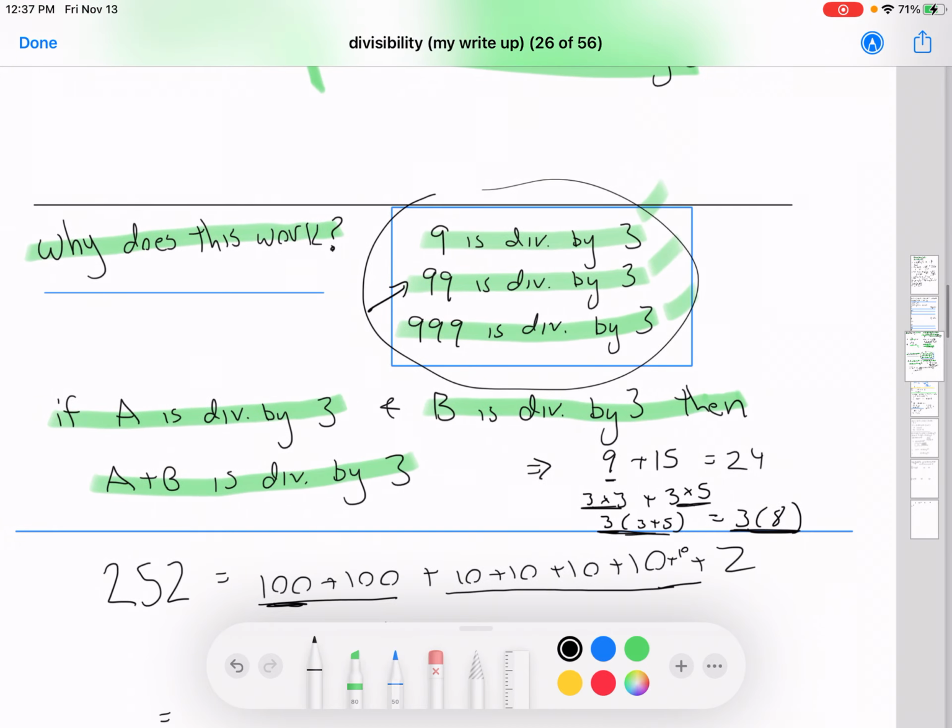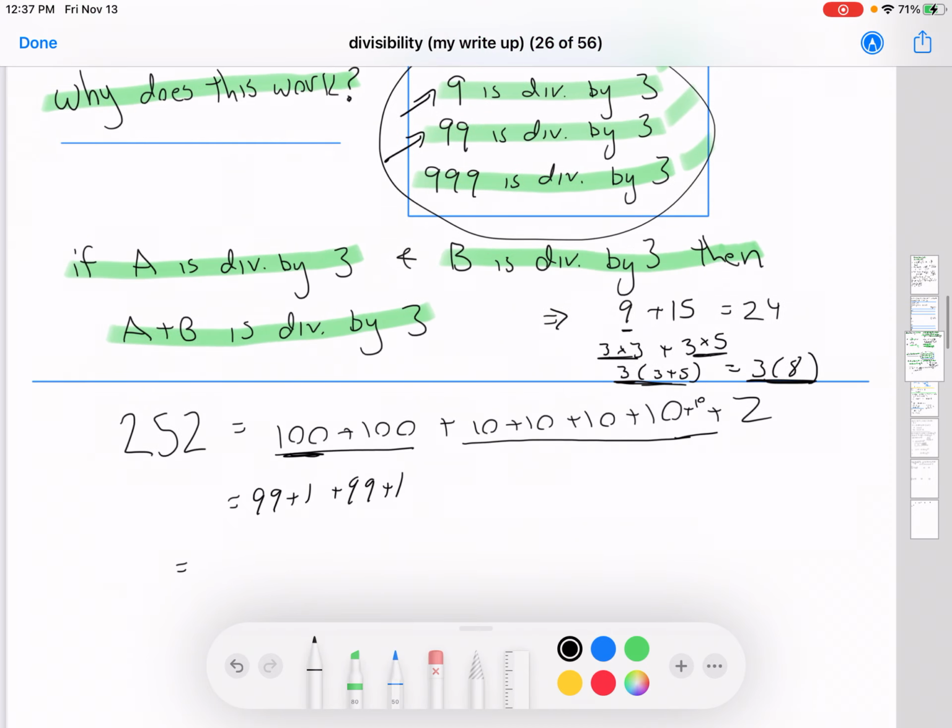And we use the fact that 9 is divisible by 3. So we get a 9 and a 1 for this 10, and a 9 and a 1 for this 10, and a 9 and a 1 for this 10, and a 9 and a 1 for this 10. And that's 1, 2, 3, 4, and I need another 9 and a 1. And then I have my 2 1s. So really I'm just splitting my hundreds into 99 plus 1, and each 10 into 9 plus 1.